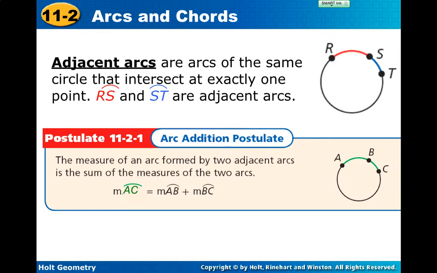Why we use adjacent arcs is the arc addition postulate. If you remember way back, we had the segment addition postulate. We also had an angle addition postulate that just told us when we could add them together. This talks about adding arc measures together. It says the measure of an arc formed by two adjacent arcs is the sum of the measures of the two arcs. So if you want to get the measure of arc AC in that picture, you can add the measure of arc AB and the measure of arc BC together. You probably would have done that naturally.